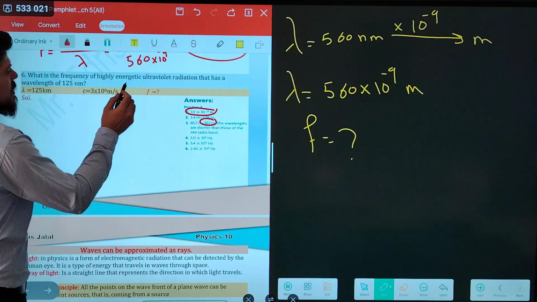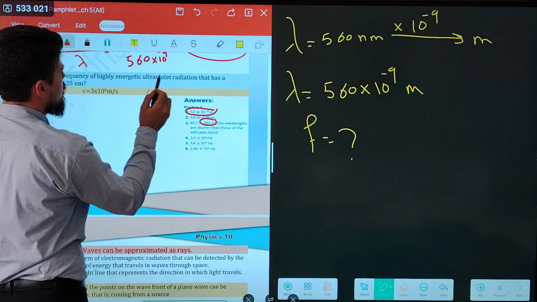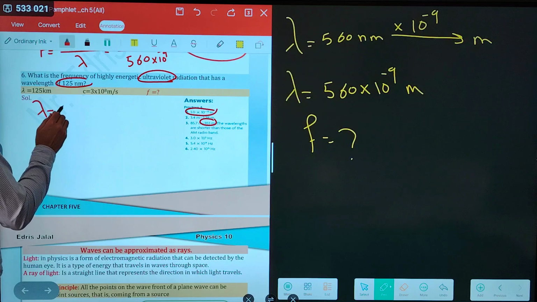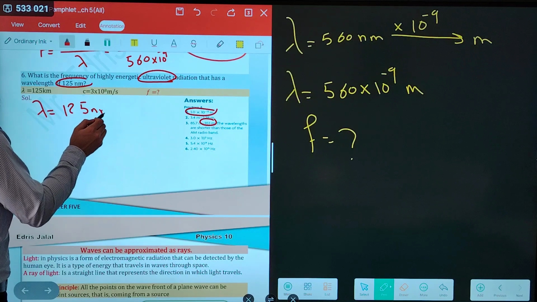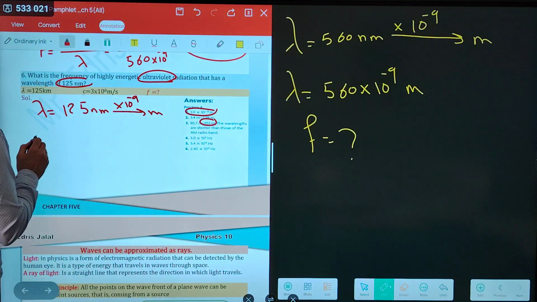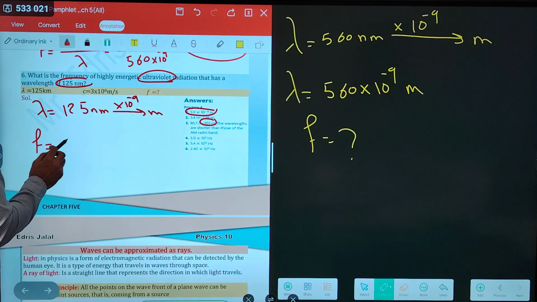The last question: what is the frequency of the highly energetic ultraviolet radiation? Frequency is unknown. This is ultraviolet, whose wavelength is equal to 125 nanometers. Convert to meters. Multiply by 10 to the power negative 9. Frequency is equal to what?